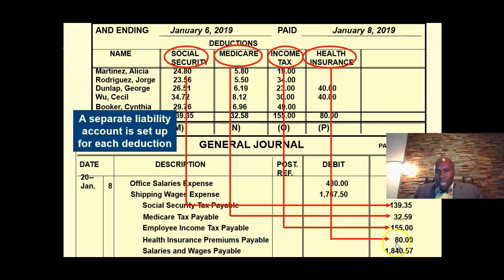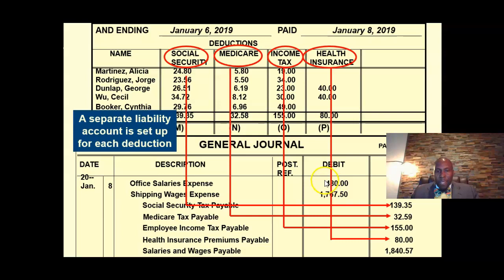So these are the deductions withheld from the employee's gross amount. This shows the net amount that's owed to the employees. Now keep in mind our pay period ended on 1/6. It should say the 6th, not the 8th. So we have not paid our employees just yet. So we have another liability account called salaries and wages payable. This account shows the net amount that is owed to our employees.